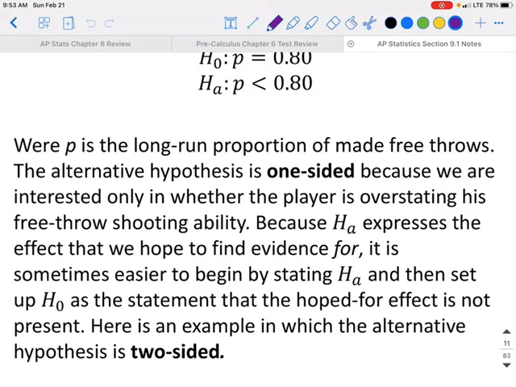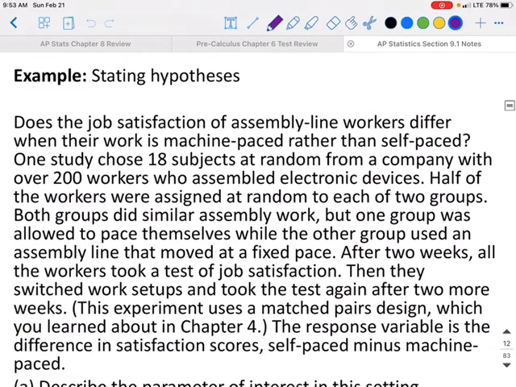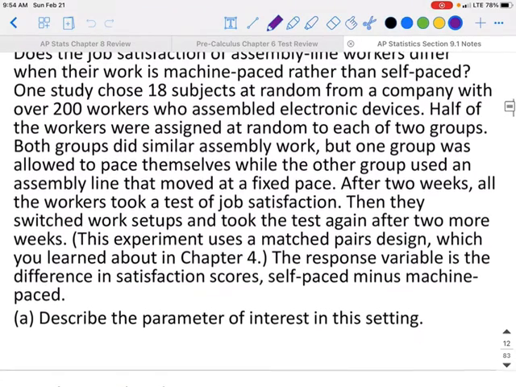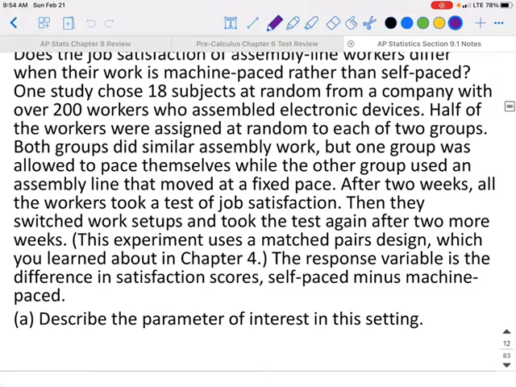Here is an example of an alternative hypothesis that is two-sided. Does job satisfaction of assembly line workers differ when their work is machine-based rather than self-paced? One study chose 18 subjects at random from a company with over 200 workers who assembled electronic devices. Half the workers were assigned at random to each of two groups. Both groups did similar assembly work, but one group was allowed to pace themselves, while the other group used an assembly line that moved at a fixed pace. After 2 weeks, all the workers took a test of job satisfaction. Then they switched work setups and took the test again after 2 more weeks.